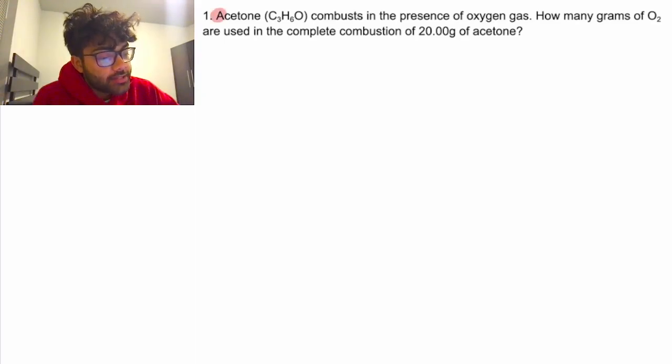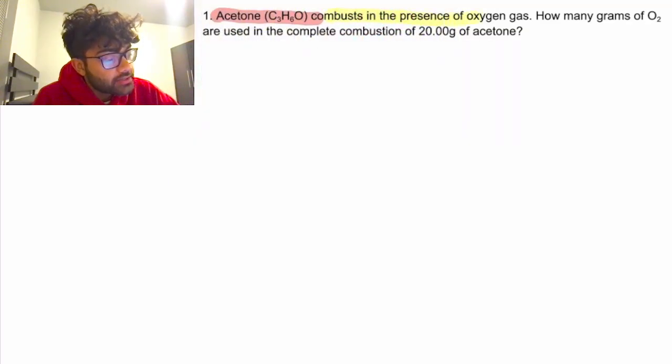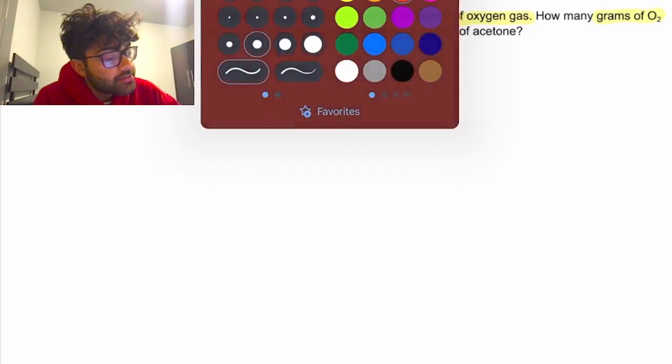So we're told that acetone, and we're given its molecular formula, combusts in the presence of oxygen gas. And we want to know how many grams of O2 are used in the complete combustion of 20 grams of acetone.